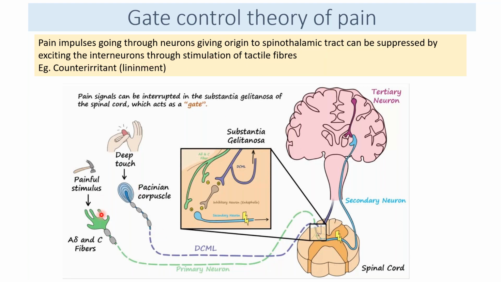So these are the tactile fibers and these are the pain fibers. Both are reaching the spinal cord and then they are ascending. What will happen with the counter irritant? The pain signals are interrupted over this area.